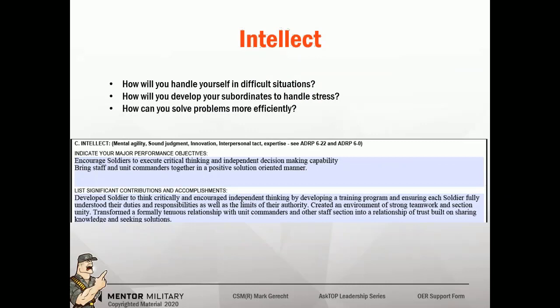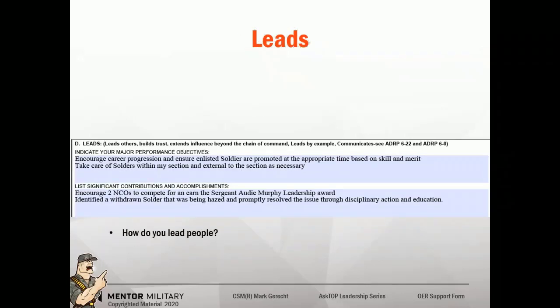So, again, just one example here. Bring staff and unit commanders together in a positive solution-oriented manner. Transformed a formerly tenuous relationship with unit commanders and other staff sections into a relationship of trust built on sharing knowledge and seeking solutions.